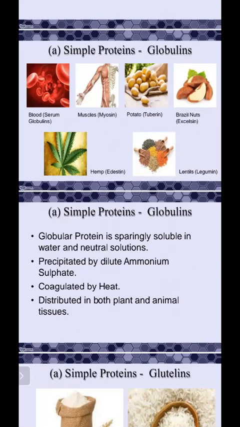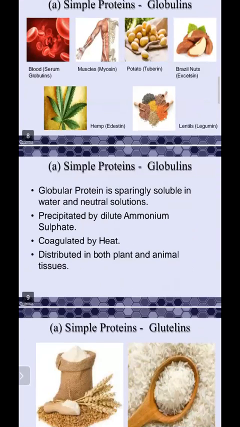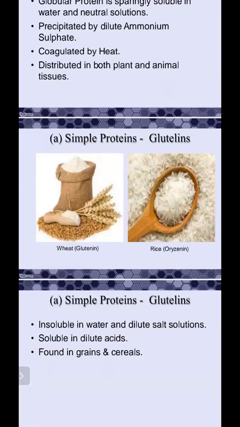Okay. Then again, another example of a simple protein is glutelin. In glutelin, you can see the example of wheat or rice. In wheat, the protein we have is glutenin, and in rice we have oryzenin. So these are the examples of glutelins. So glutelin, globulin, albumin all come under simple proteins only. So what exactly are the properties of glutelin? These are insoluble in water and dilute salt solutions.